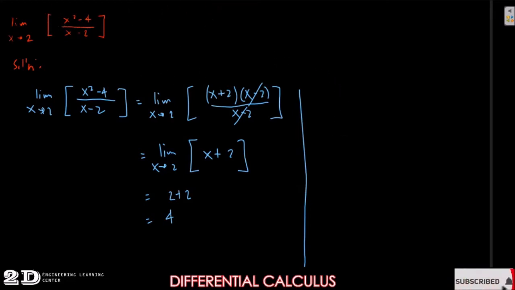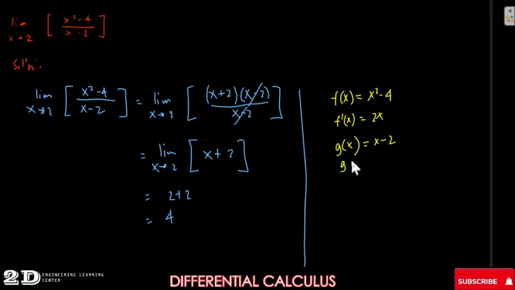Okay, so let's try if we could apply our L'Hospital's rule here. So we have f of x is equal to x squared minus 4. So our f prime of x is equal to 2x. Then g of x is equal to x minus 2. So our g prime of x is equal to 1.